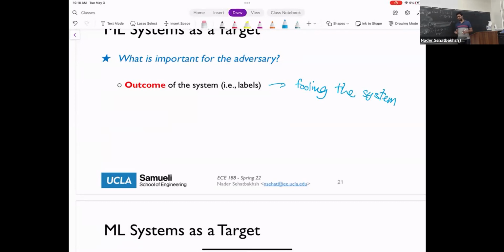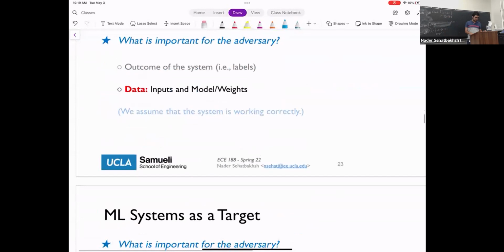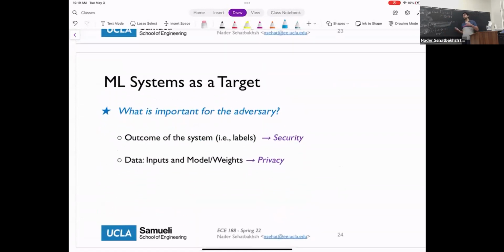We already gave you some different examples of how this could be useful. This could be useful, for example, in an autonomous car, in a malware detection scenario, and so on and so forth, right? The second thing is stealing information from the system, right? Same old thing that we already discussed multiple times. In here, what is important is either the input data or the weights. And these are two classes of problems that we need to worry about in machine learning.